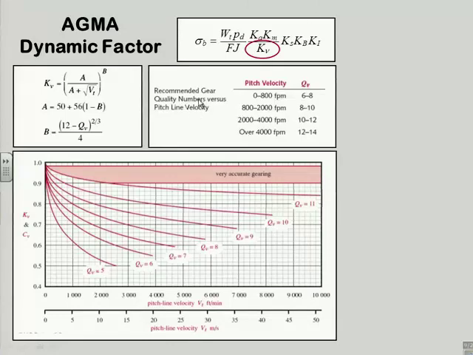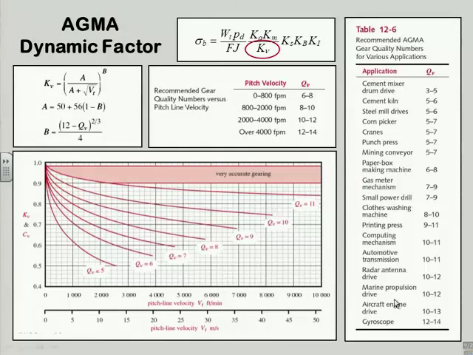And here's recommended gear quality versus pitch line velocity, and that's more or less indicating where these curves stop. So if you're really fast, you want a high quality gear. Here's the same table I had on the other slide, indicating that for certain applications you need better quality gears. All that's pretty commonsensical. It's in the denominator, so a small number, which these tend to be, see, it's all less than 1, is going to drive the stress up, right?